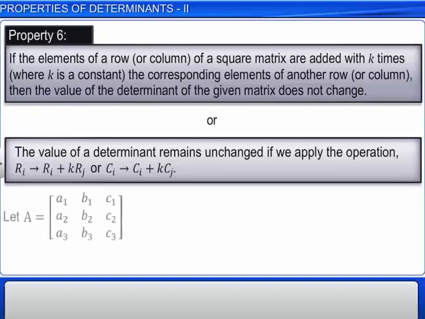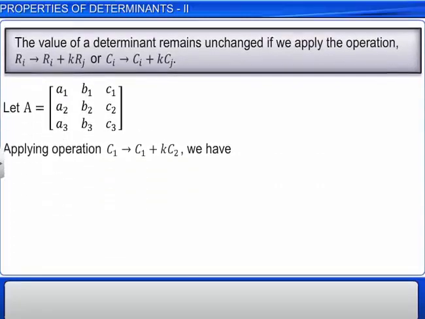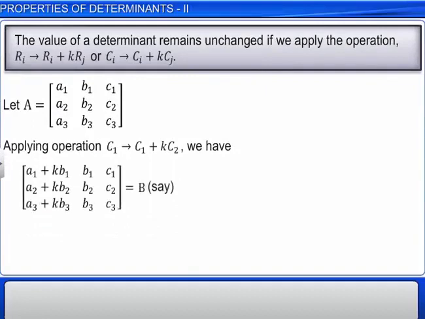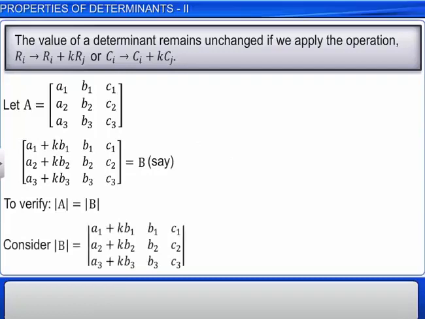For example, if we apply the operation C1 goes to C1 plus k into C2 to matrix A, the resultant determinant of matrix B has the same value as that of determinant A. Let's verify it by expanding the resultant determinant B. Take a look at determinant B. Observe that the elements in the first column are the sum of two terms.